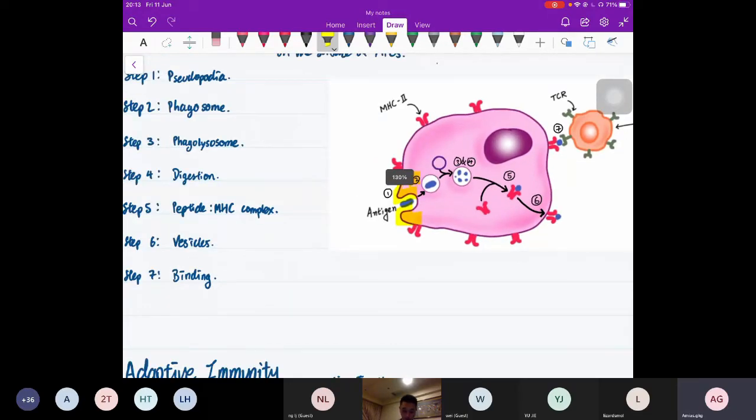Then the phagosome fuses with your lysosome and forms a phagolysosome. Here, step 3. And then inside your phagolysosome is where your antigen gets digested into your small peptides. Okay, so this is the digestion part. And then step 5 is where your peptides bind to your MHC proteins and form your peptide MHC complex. Then they're transported via vesicles to the surface of your APCs, and that's how your peptide MHC complex is shown and presented on the surface membrane of your APCs.